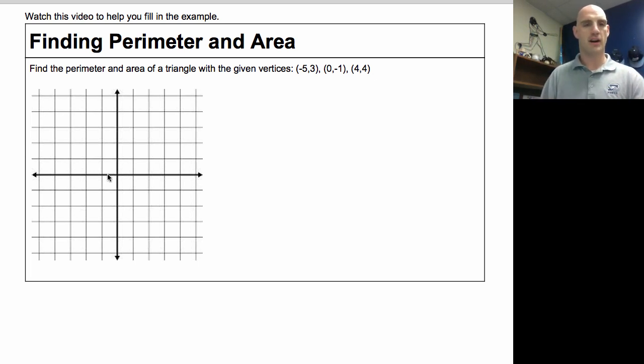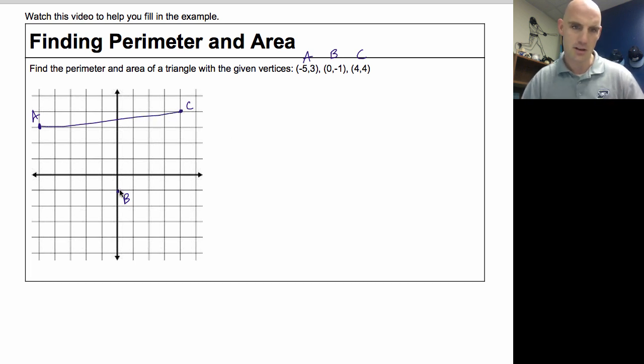So I'm going to do -5, 3. So 1, 2, 3, 4, 5. 1, 2, 3. I didn't label these in the example. You can. I'm going to. A, B, and C. It's going to help us for reference. So there's A. And B is at 0, -1. So it's down here. And C is at 4, 4. So 1, 2, 3, 4. 1, 2, 3, 4. Alrighty. So here's my attempt. That's not a bad straight line, right? That one's a little rougher.